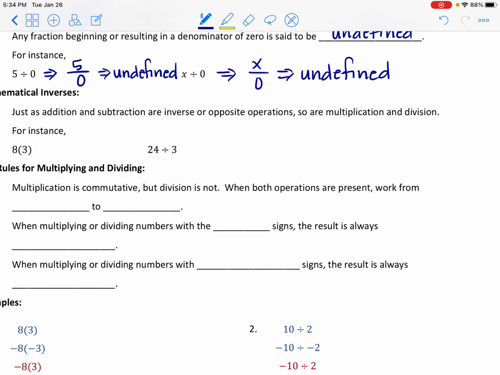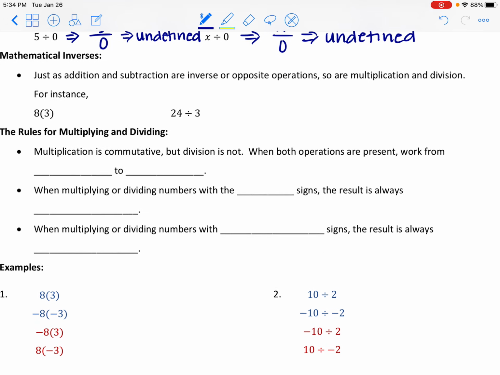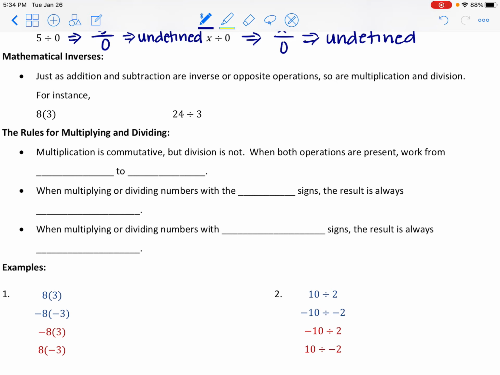All right. Now, mathematical inverses, in the same way addition and subtraction are inverse or opposite operations, so are multiplication and division. So with addition, for instance, let's say we start with the number 10. If I was to add 2 to it, I would get 12. If I was to do the opposite, which is subtract 2, it would take me back to 10. So these two operations are opposites. They sort of undo one another and leave us back with the 10 that we started with.